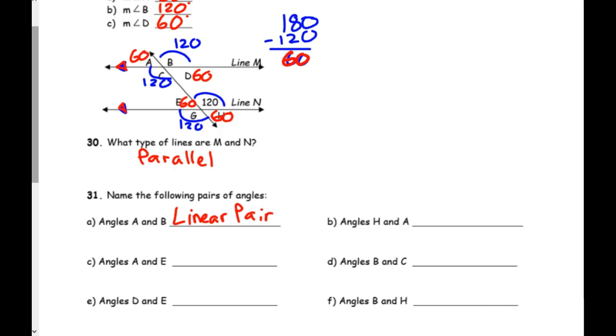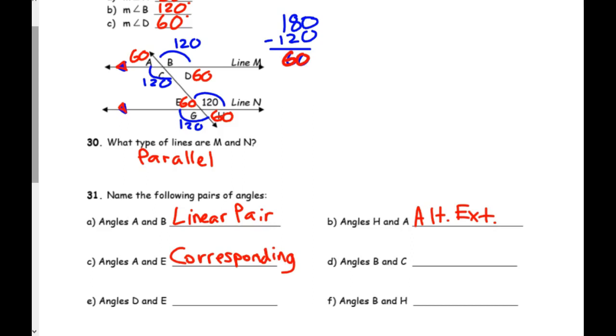H and A are outside of the parallels, so they're exterior, and they're on alternate sides of the transversal. That's alternate exterior. For A and E, they're on the same side of the transversal, but one's interior, one's exterior. This is the weird one. This is called corresponding. They're in the same position, just shifted down the transversal.